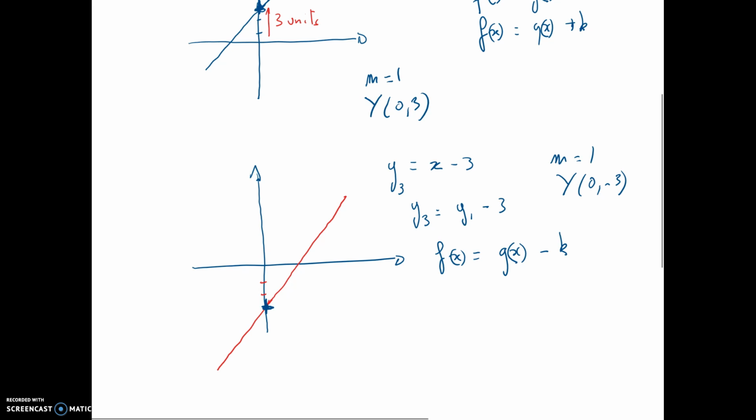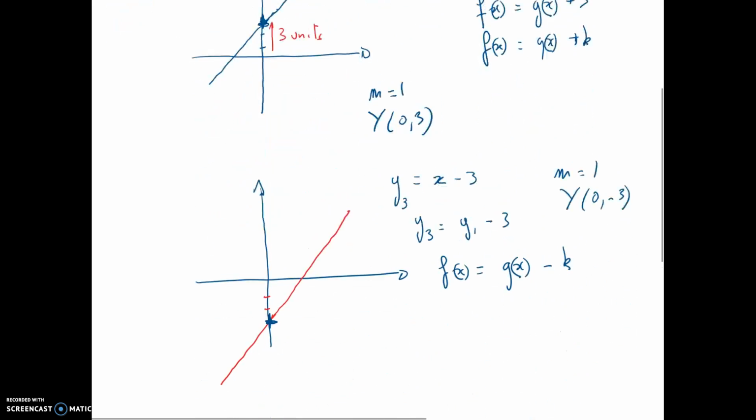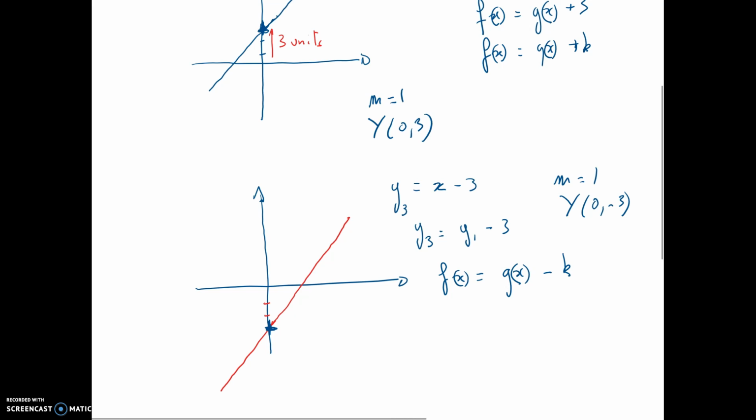Okay? So is it normal that these lines are parallel to each other? Yes, because we are dealing with exactly the same slope. And we went down 3 units.